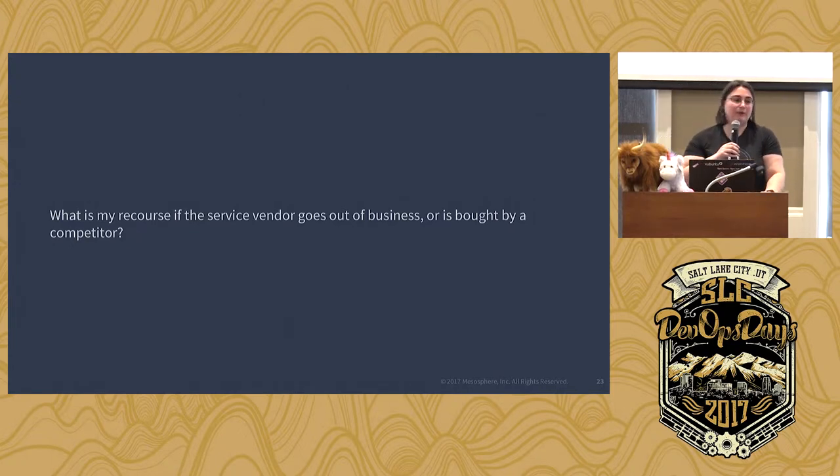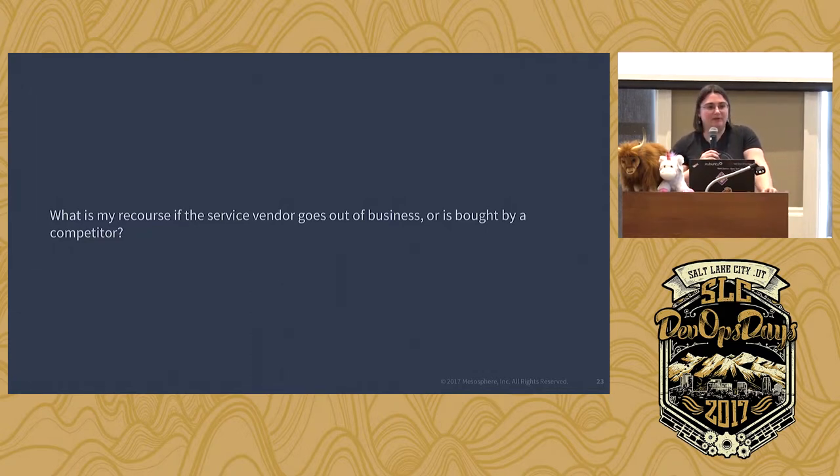You also want to know what your recourse is if the vendor goes out of business or is bought by a competitor. One of my favorite stories of this is a colleague was building their platform on a piece of software, like a software as a service, and they really loved it because it was done by a startup and it was bucking the trend of everything that the giant proprietary company was doing. And they were like, this is awesome, they're doing all the right things, and I hate that proprietary vendor, that big one's awful, this startup's really great.